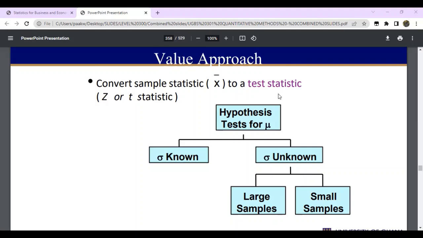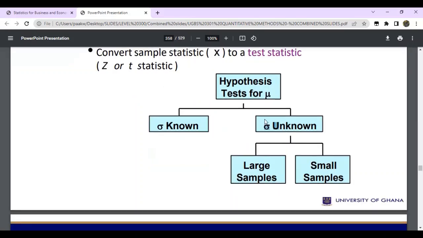All right. So, hypothesis test for the mean. We have two types. One is if the standard deviation, sigma, is known, and the other is if the standard deviation, sigma, is unknown. And under the unknown, we also have two types: it can be unknown and the samples are large, or the samples are small. So the hypothesis test for the mean is either the standard deviation is known or unknown, and under the unknown, you may have large samples or small samples.